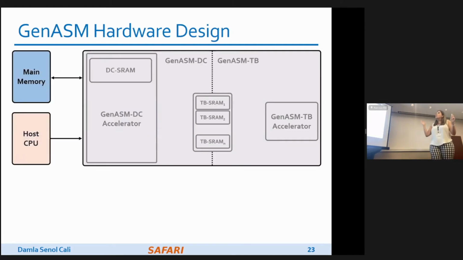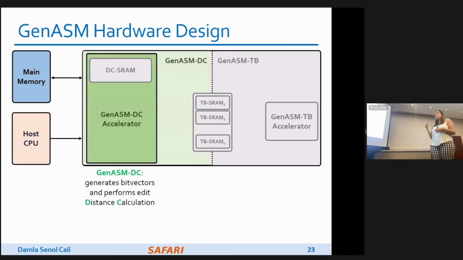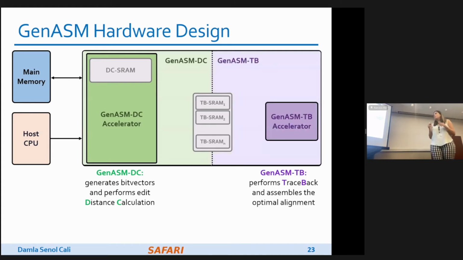So when you look at the Genome hardware design, it's composed of two main components. First, Genome DC, which handles the distance calculation step, so the modified BiTAP algorithm step, so the hardware component corresponding to that. And second, Genome TB, which performs a traceback operation based upon our novel BiTAP compatible traceback algorithm. And we also have two types of on-chip SRAMs. First, DC SRAM, which is holding the input information required for DC operation, and TB SRAMs, which holds the bit vectors required for the traceback operation.